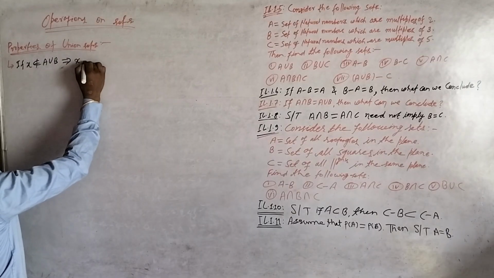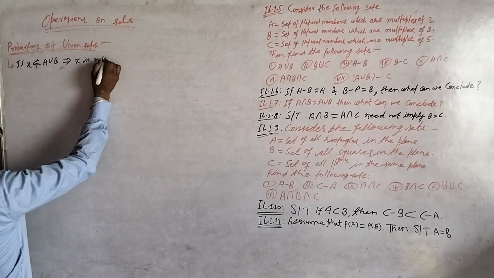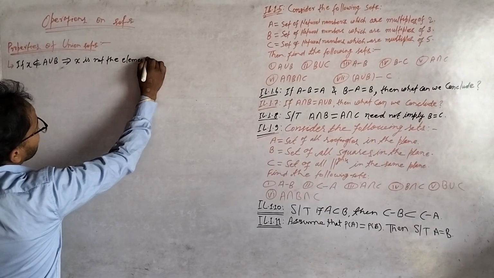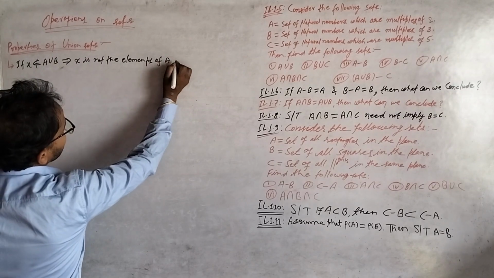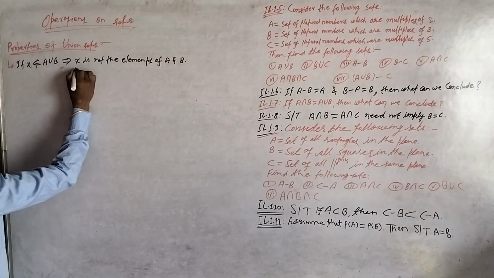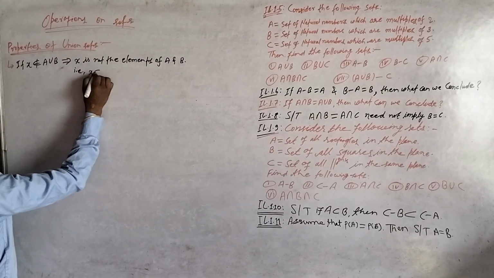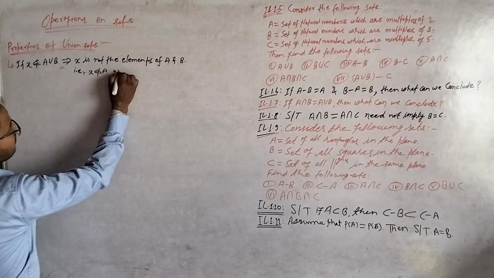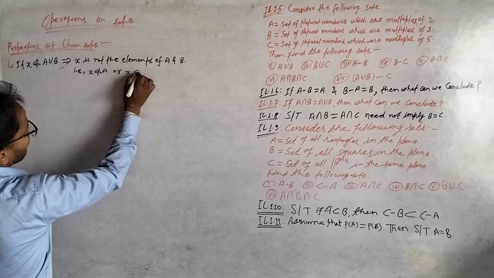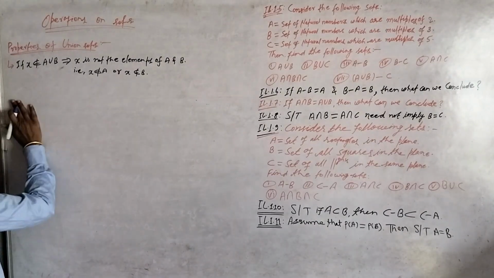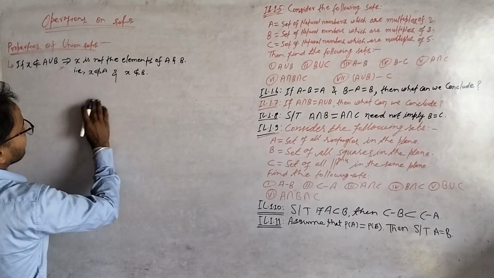That means x is not an element of A and B. That is, we also write x is not a member of A or x is not a member of B. Okay, this is clear.